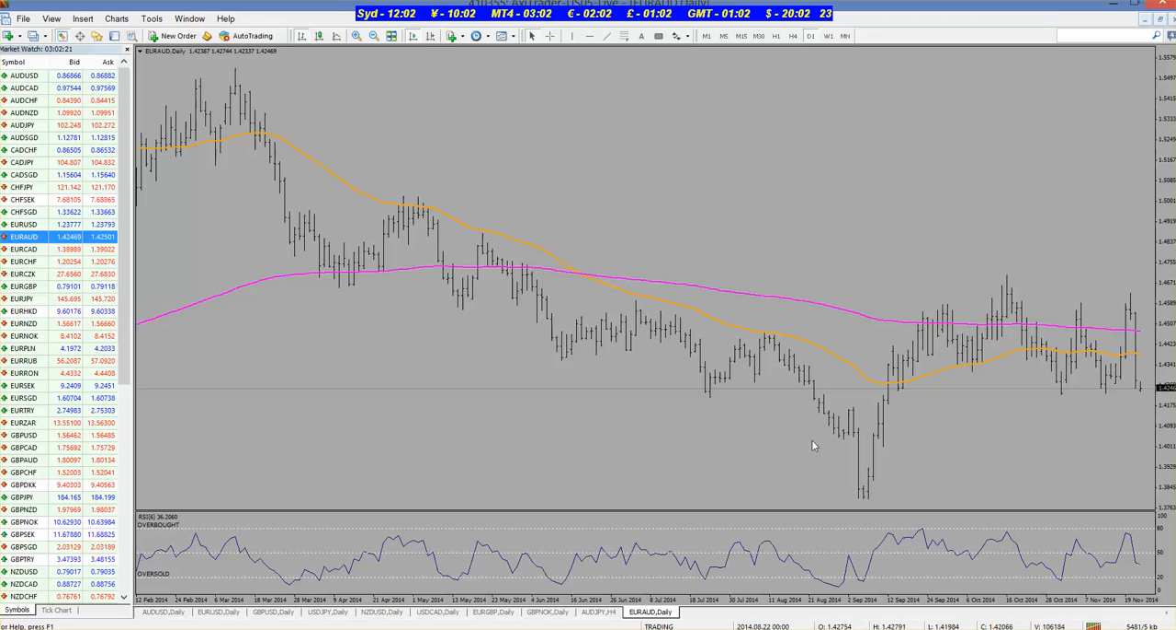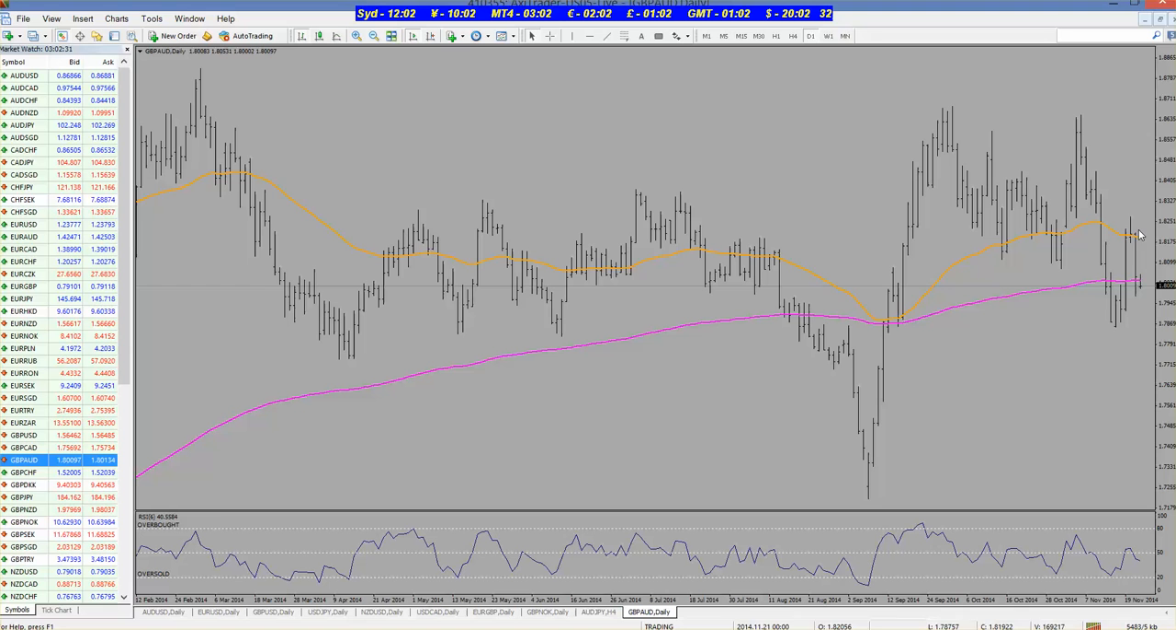And still range bound. I'd be leaving it alone until I get a cycle underneath. So looking at something like this, also range bound and crappy, but you've got a cycle underneath. Phase one, phase two underneath the EMA.